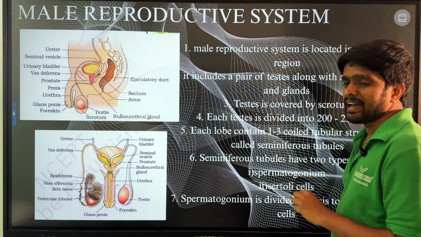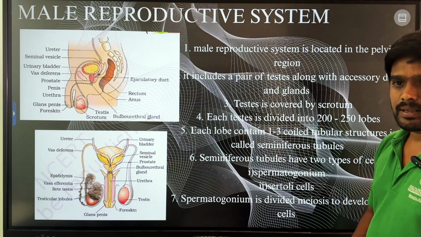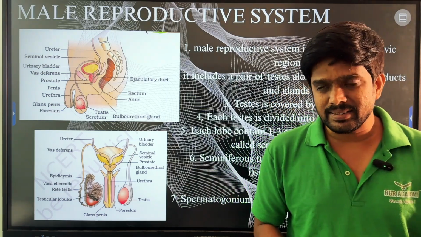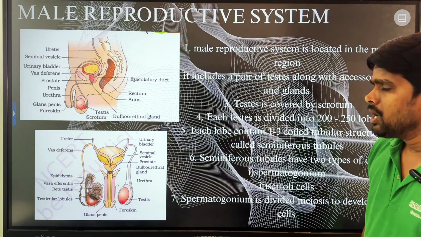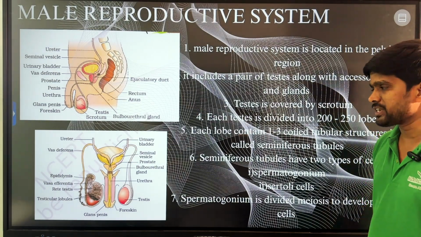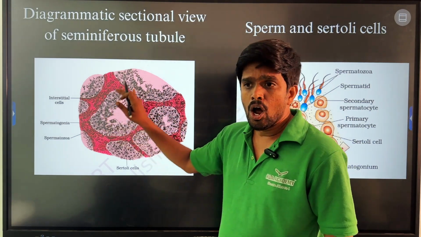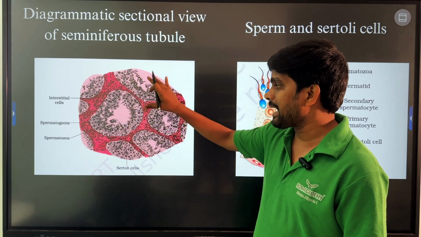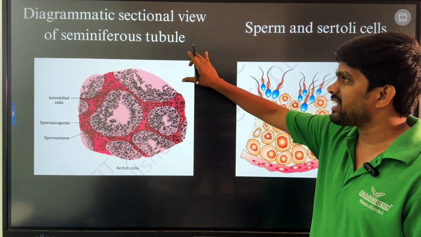The testis, an external genitalia, is covered by an outer scrotum. The scrotum is a sac-like structure, mainly responsible for keeping the temperature 2 to 2.5 degrees Celsius less than the body temperature. The testis is covered by an outer fibrous connective sheath called the tunica albuginea. Each testis is divided into 200 to 250 lobes. Each lobe contains 1 to 3 highly coiled tubular structures, known as seminiferous tubules.